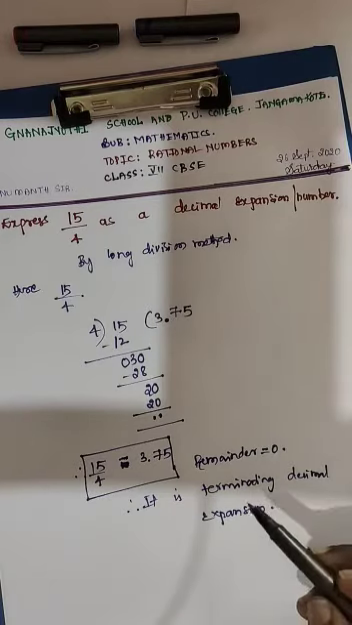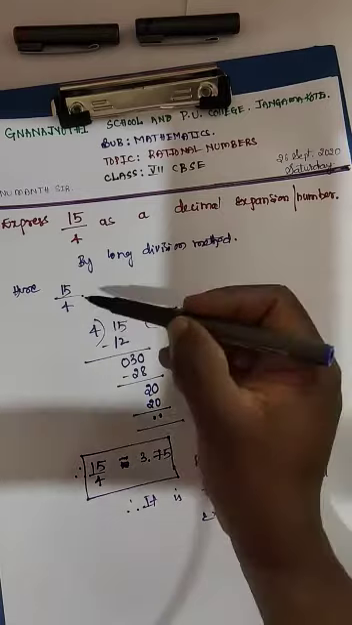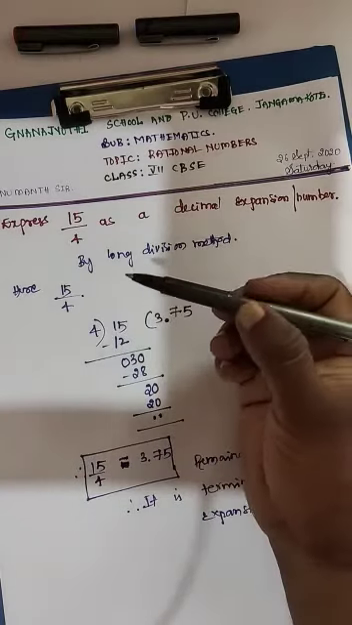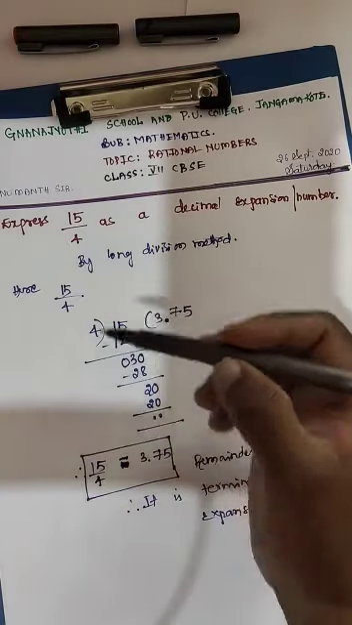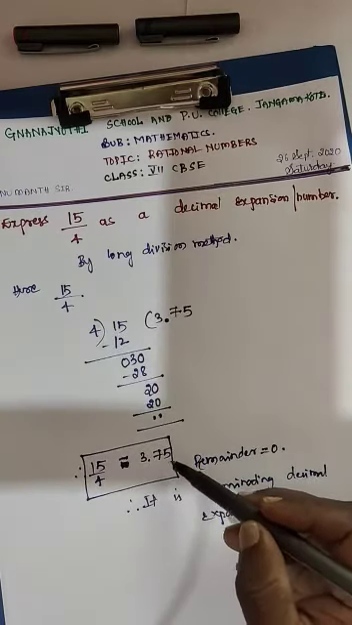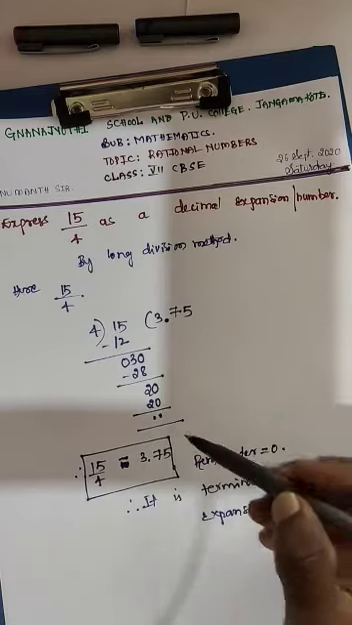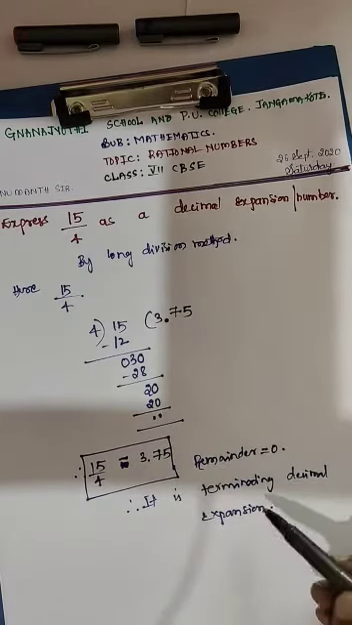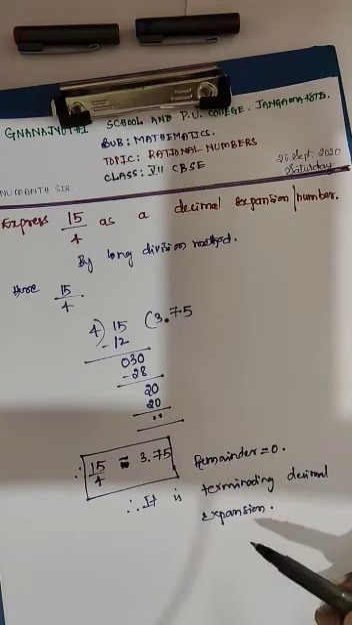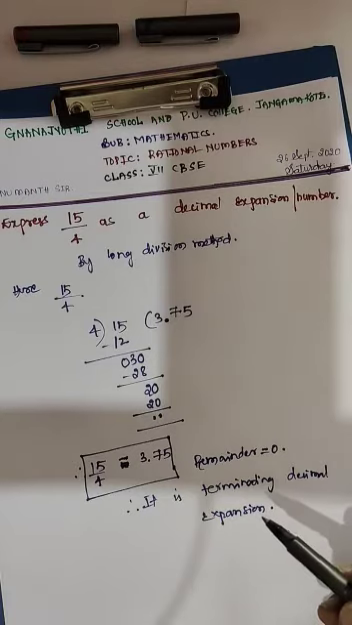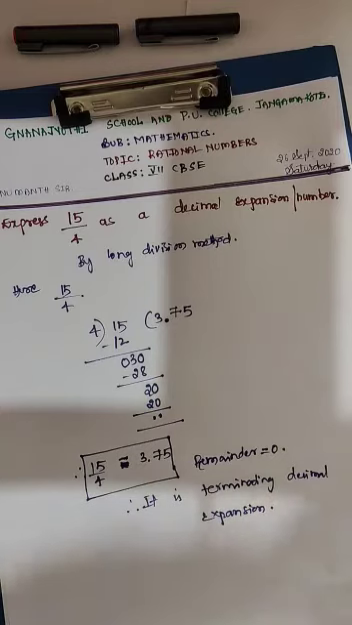For example, here we have the given rational number 15 by 4. So the decimal expansion of 15 by 4 is 3.75. So the remainder must be equal to 0 here. Hence it is a terminating decimal expansion. So I am going to give this example by another method. Yes, there is another alternative method. Let me start the alternate method for this.